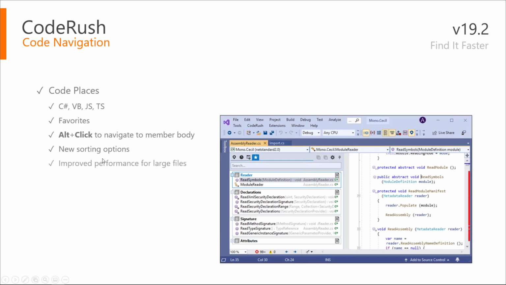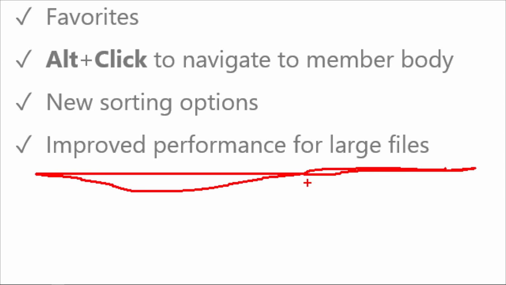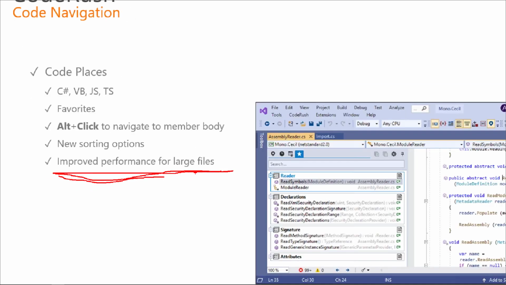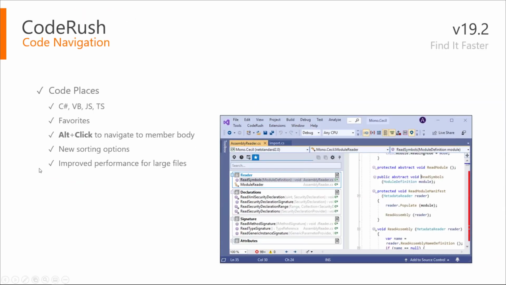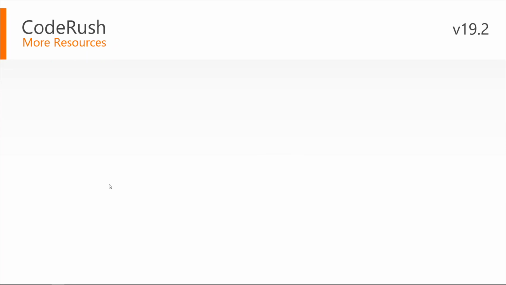And we've got new sorting options as well. I think I might show you those. And also, this is the big deal right here, improved performance for large files. So I'm pretty happy with the performance. I'm using it on a pretty large project, and I'm not noticing any perf issues with regards to this feature. So I'm liking the work that the team did on that. Here, let's show you a demo of that. I'm going to actually go to real code.